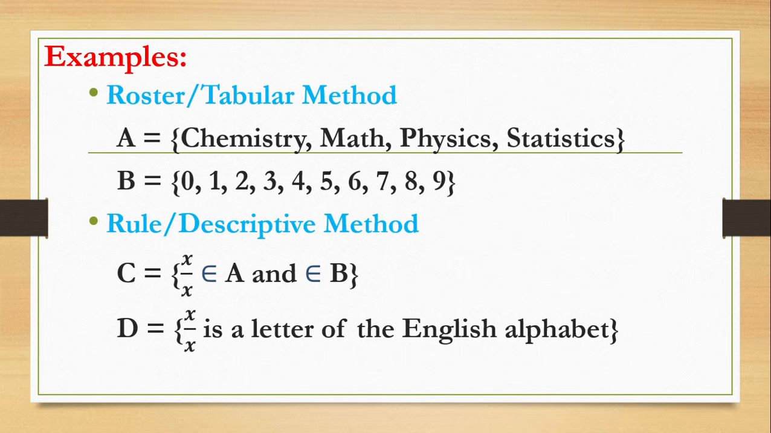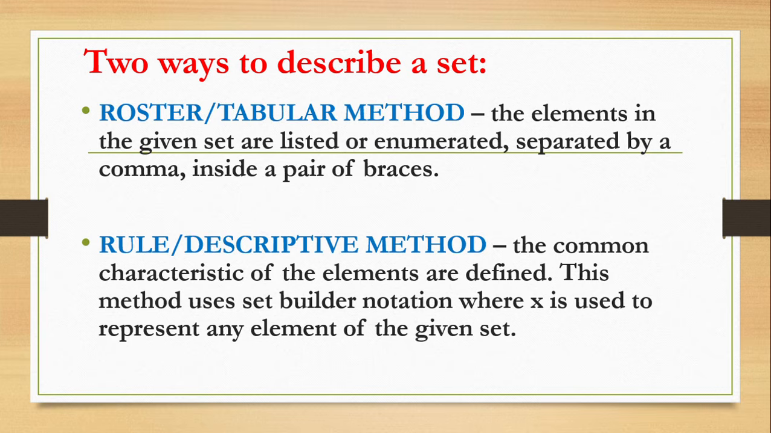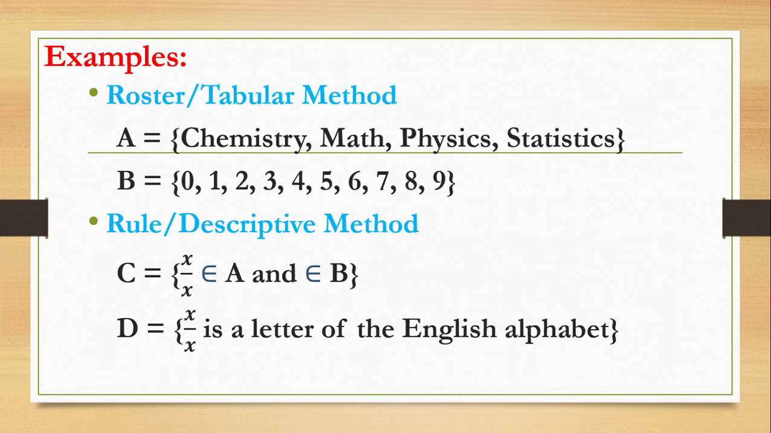These are the examples. For example, the tabular method. Sabi nga natin kanina, the elements in the given set are listed or enumerated. Remember, chemistry, math, physics, science, statistics. These are all subjects, di ba? So, related sila. Pare-pareha sila halos. They're common subjects. While for B, 0, 1, 2, 3, 4, 5, they're all numbers, di ba? Kumbaga, belong sila sa sets.